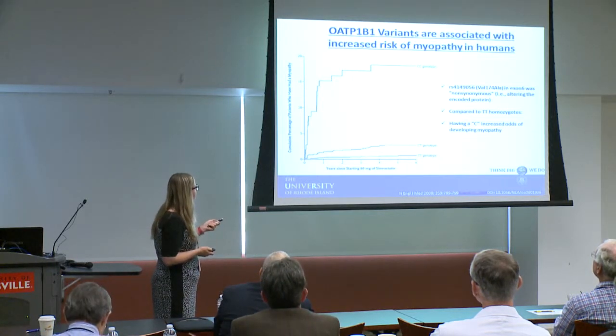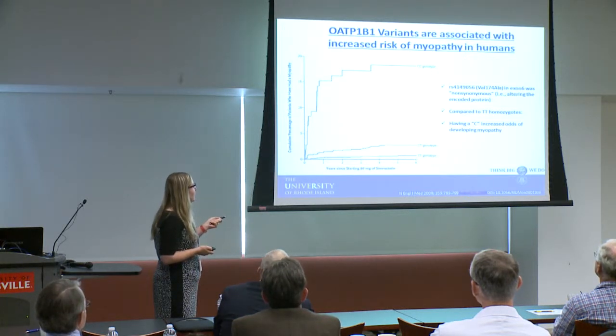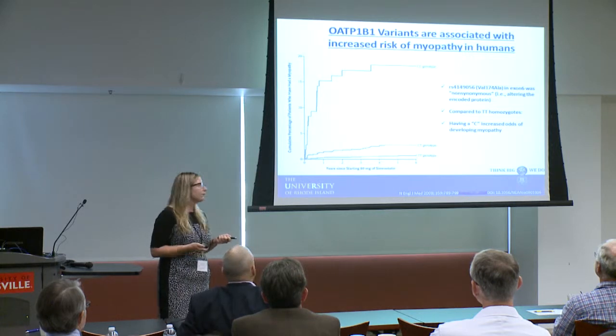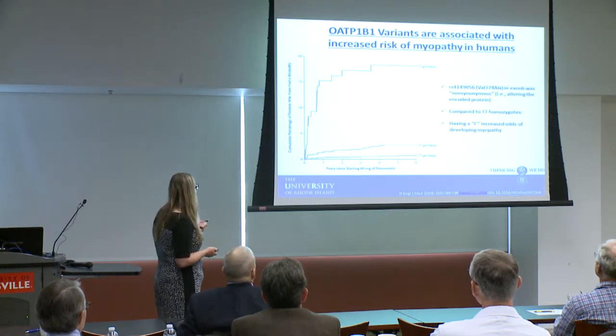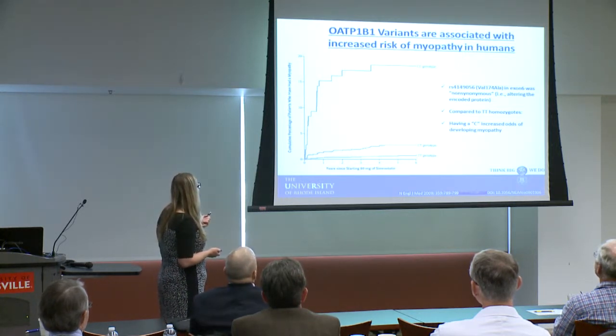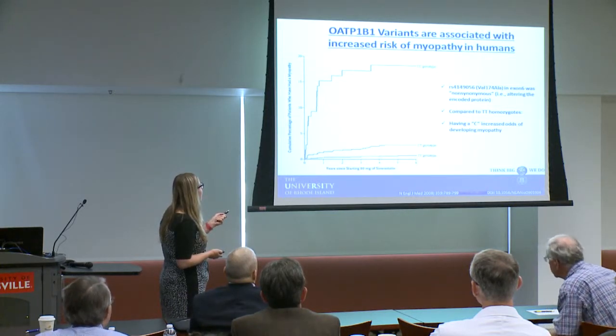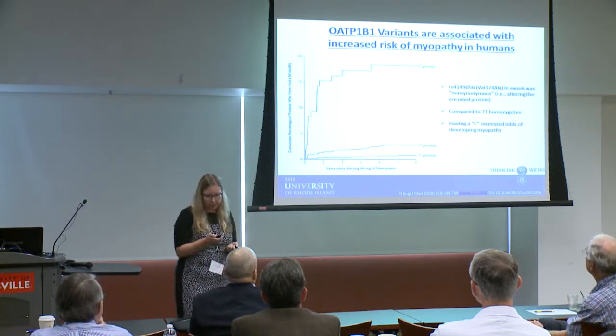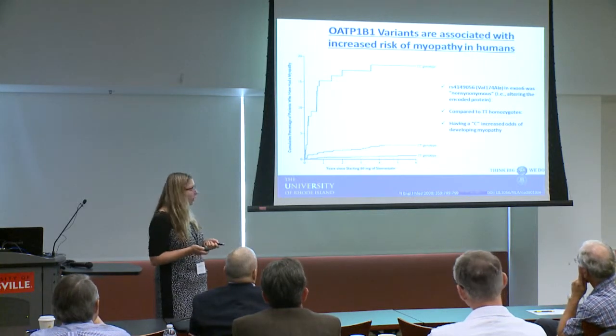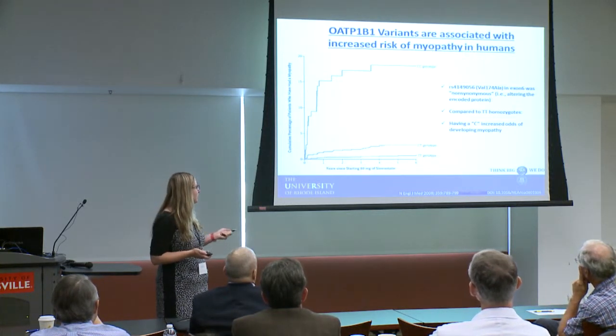And really what they found was that compared to having a TT, if you had a C, you had an increased odds for developing myopathy over time. So this is looking at cumulative percentage of patients who have had a myopathy. And so you can see that the patients that are homozygous for the CC genotype are at a much higher risk for statin-induced myopathy. This was simvastatin.